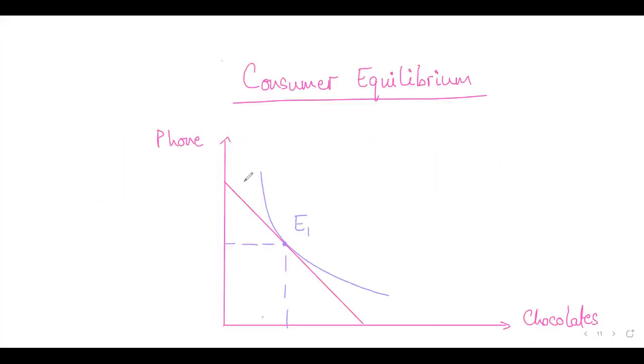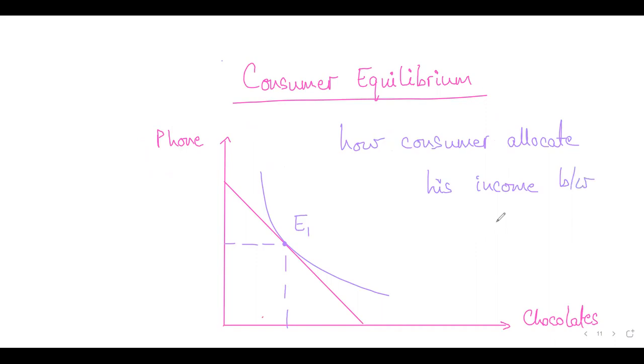So consumer equilibrium, we'll say, is a model that explains how consumers will allocate their income between different goods, right? So that's what it shows.